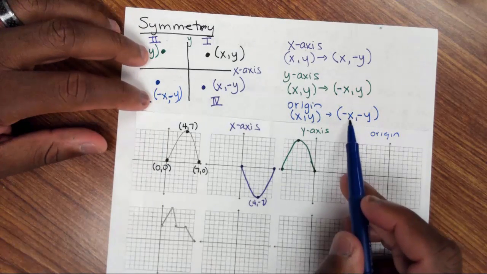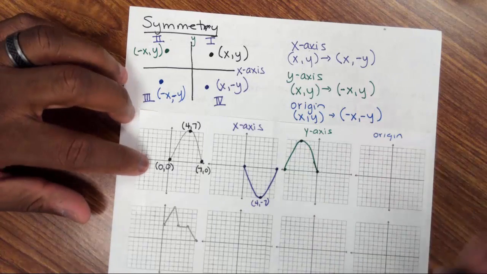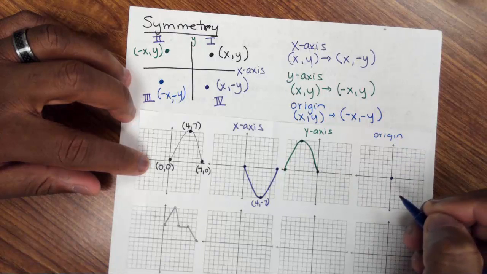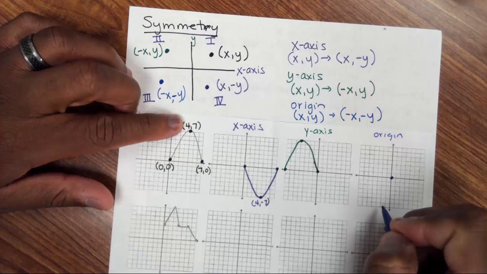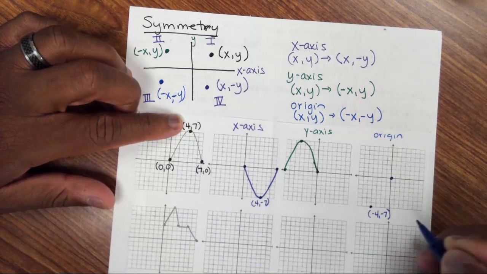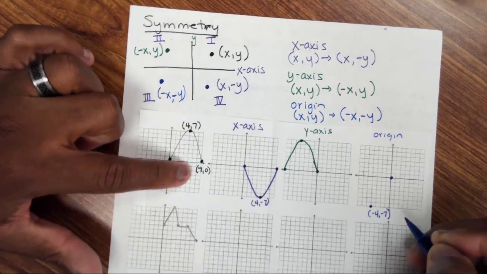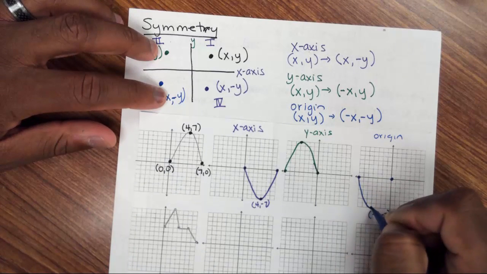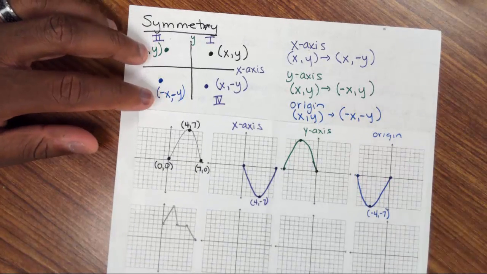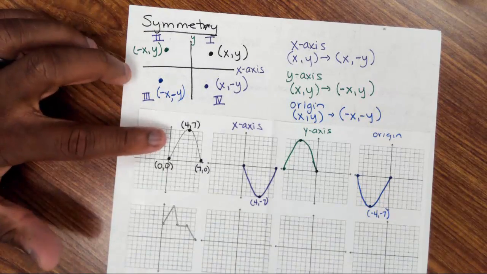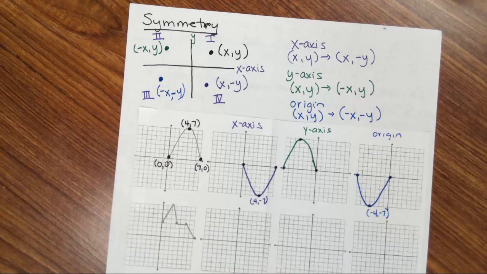Both of the signs are going to do what in origin symmetry? Change. So 0, 0 stays 0, 0. 4, 7 becomes what now? Negative 4, negative 7, right? And 7, 0 becomes negative 7, 0, so you get this function. Is this a reflection across the origin then, of the original function? Yes. We understand this process, right?